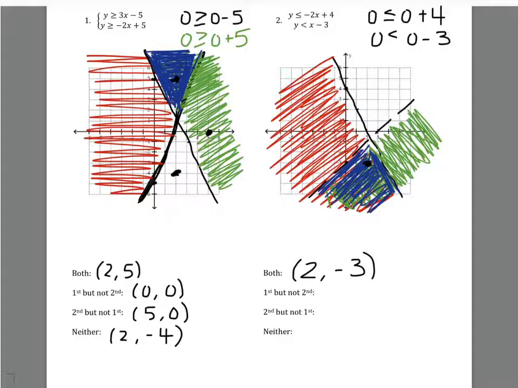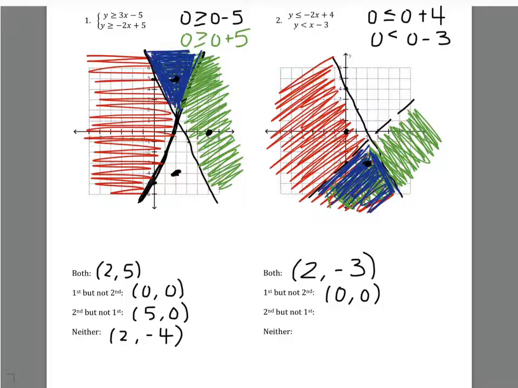Next, the first one, but not the second one. The first one I used the color red, but not in the second. So obviously, the 0, 0 point, the testing point that I used, belongs to the first one, but not the second one.